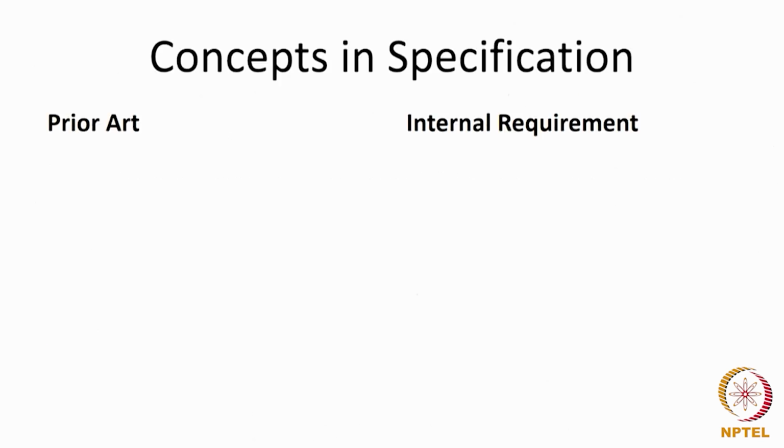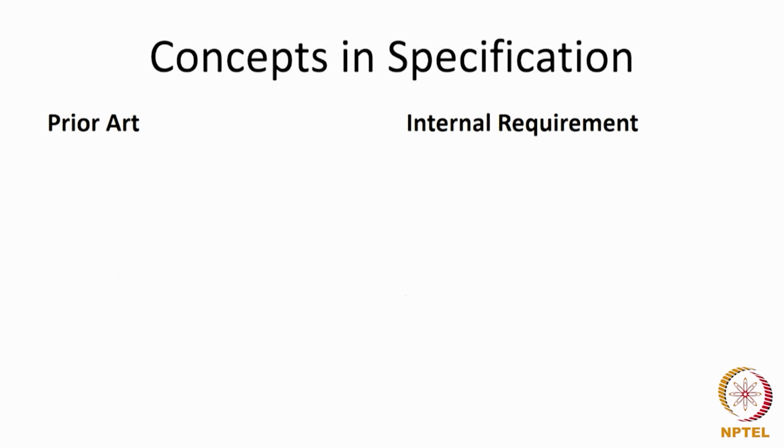Now, before we look at the patent specification, we have to see that there are certain concepts in a specification. Though the specification is a document, we need to understand certain concepts in patent law which come in repeatedly in the patent specification, and unless we have a good grounding on these concepts, it may be very hard for us to understand what function is being done by the specification.